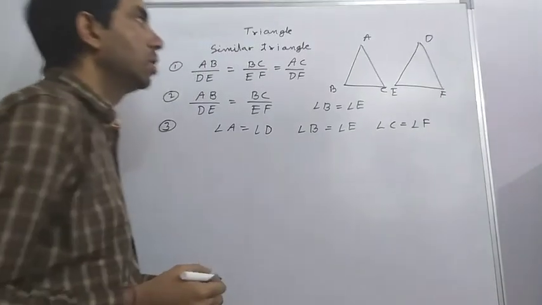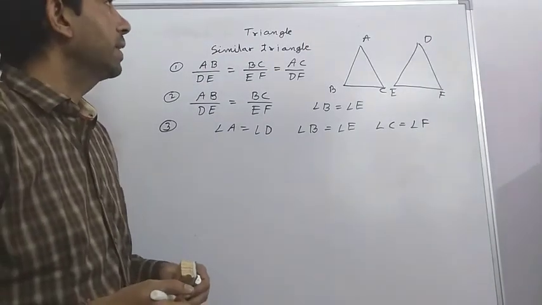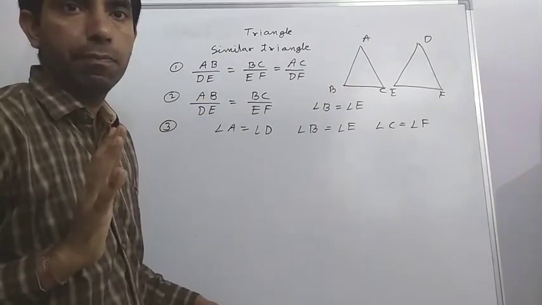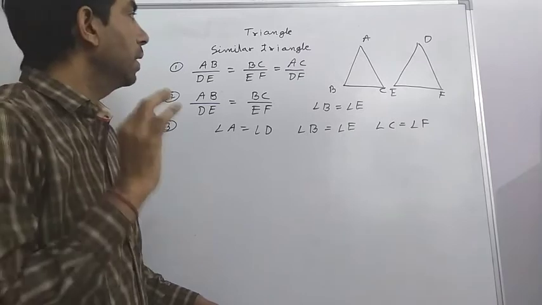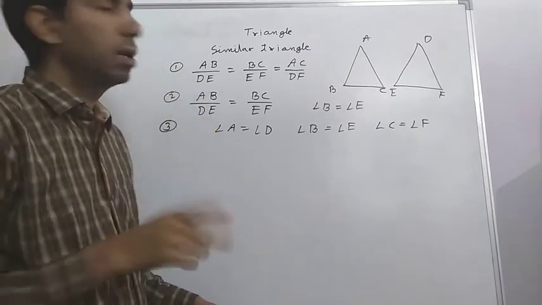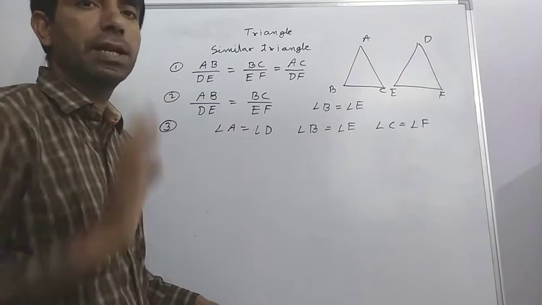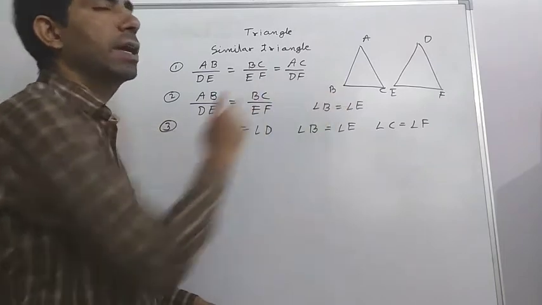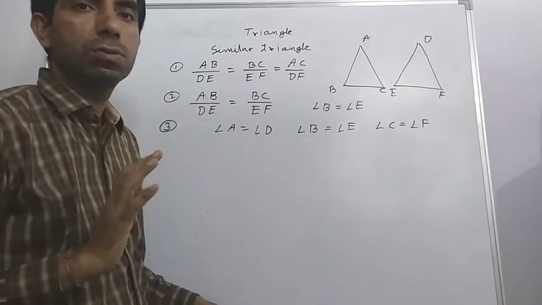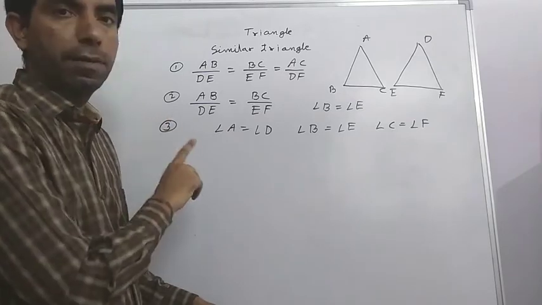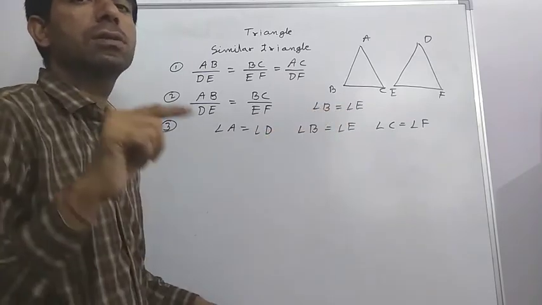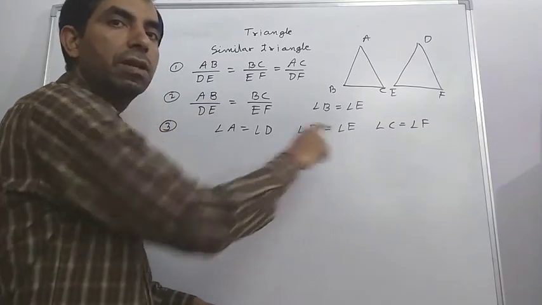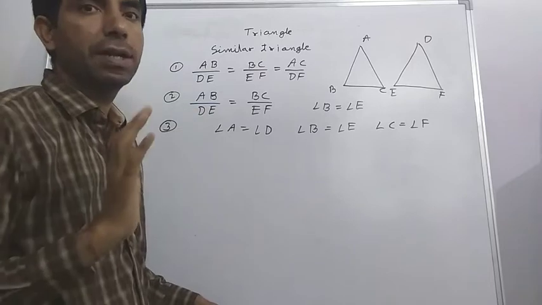So if triangles are similar, then all side ratios are equal and all angles are equal. In other words, if in two triangles all side ratios are equal, then it is called similar triangle. In two triangles, if two side ratios and the including angle are equal, then it is also called similar triangle. And third, if all angles are equal, then it is called similar triangle. In two triangles, if only two angles are equal, then it is also called similar triangle.